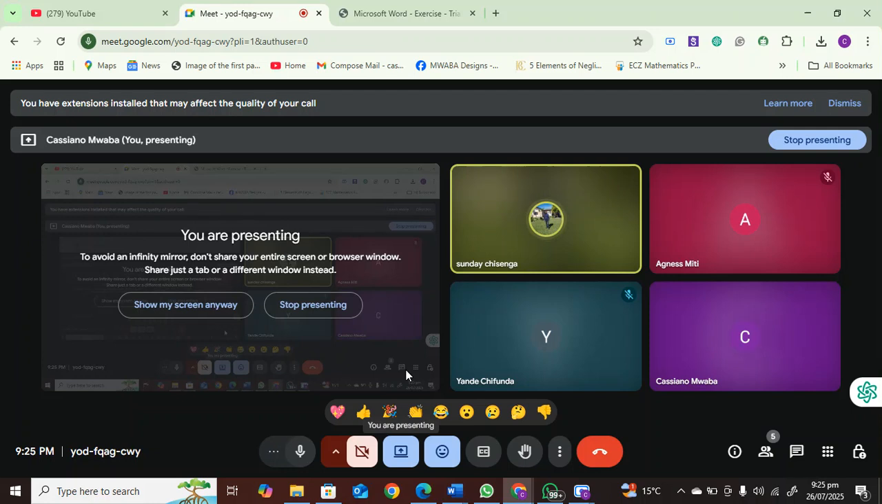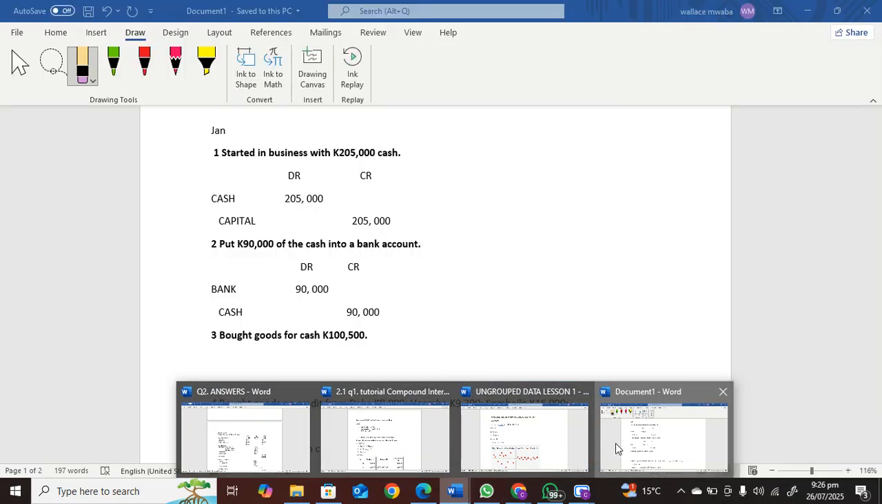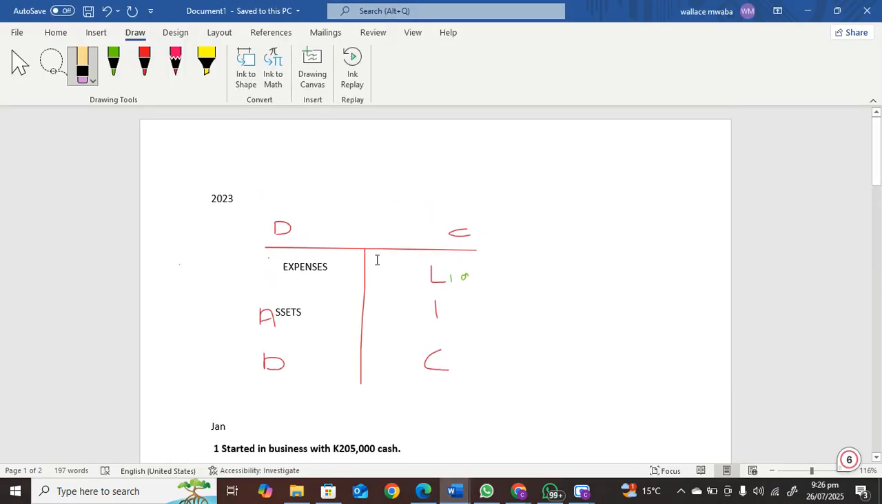Let me just correct you on that one, but thank you for your contribution. Whenever you incur an expense, think of it as the expense has increased. If you incurred a new expense, the expense increases. And also remember all the time, whenever an expense is incurred, just debit that expense. According to the double entry rules, an increase in an expense, you debit.